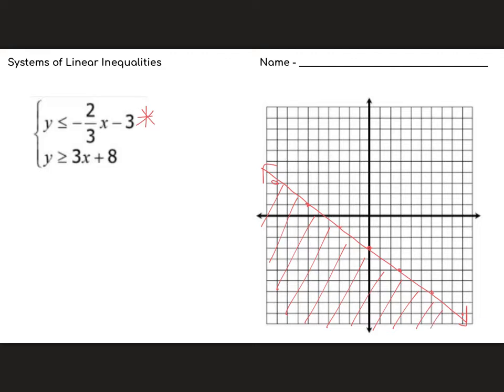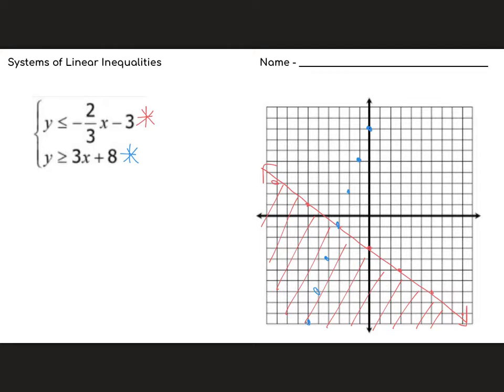So there's the first line, and then the second one is y is greater than or equal to 3x plus 8. So my y-intercept is 8, which is right here. I don't have room to go up 3 and over 1, so I'm going to reverse that. I'm going to go down 3 and left 1. Double check that your line has positive slope. Fill up the whole graph.